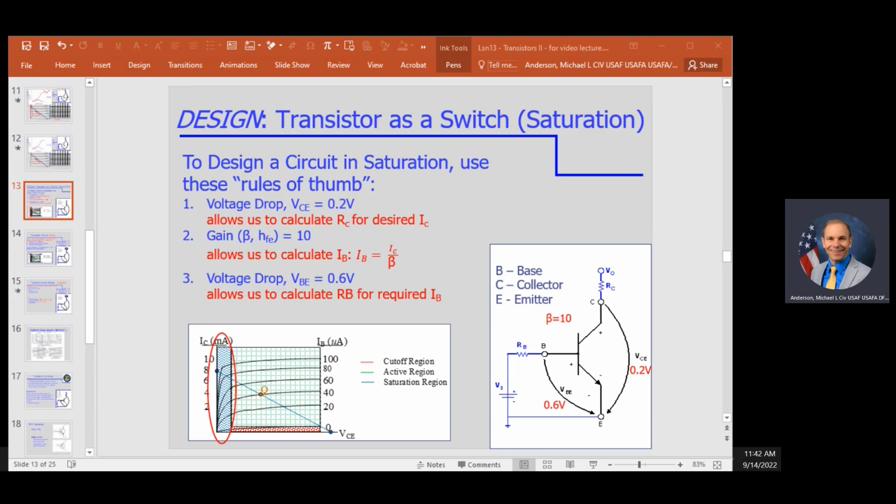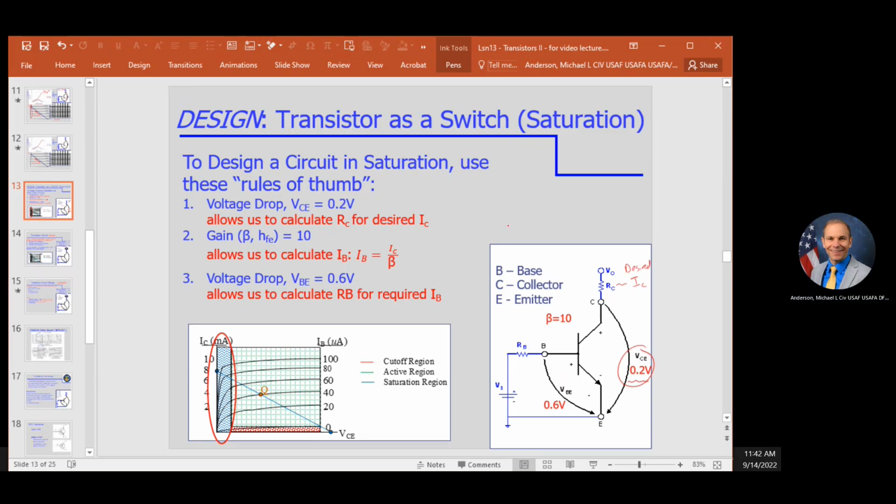And that's really the subject of today's lesson: how do we design a transistor so that it will be in saturation? So the first step is we're going to make a bunch of assumptions, basically 3 assumptions that we're going to call rules of thumb that we use to design a transistor to be in saturation. So the first thing we're going to do is assume a voltage drop of 0.2 volts across VCE, okay? We need to know this so that we can calculate what our resistor needs to be in the collector circuit to get the IC that we want, okay?